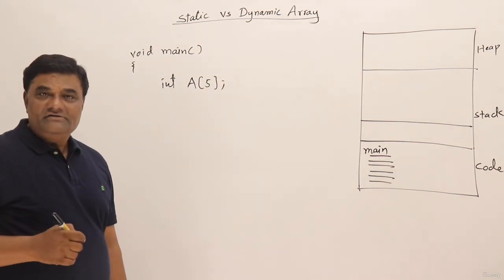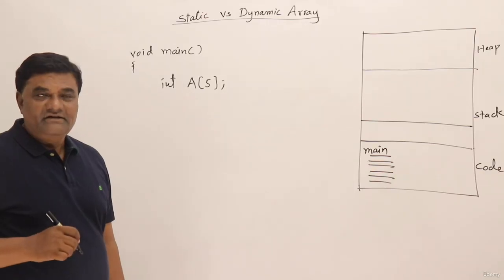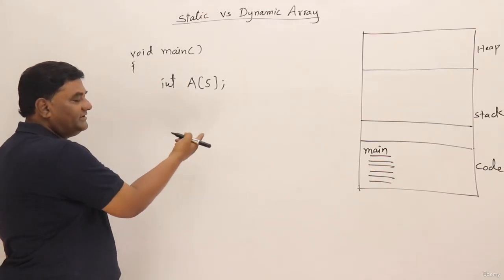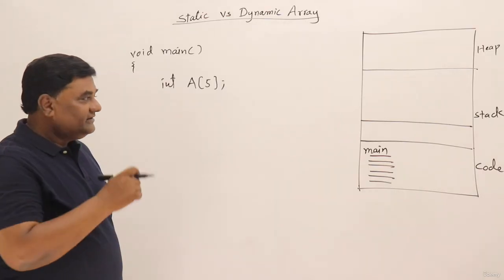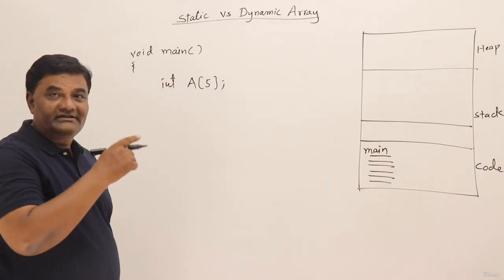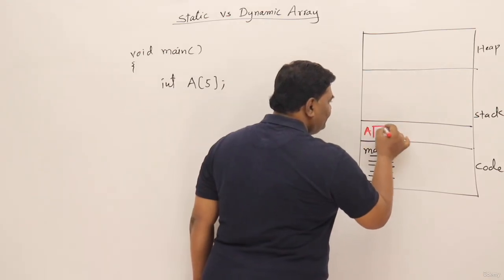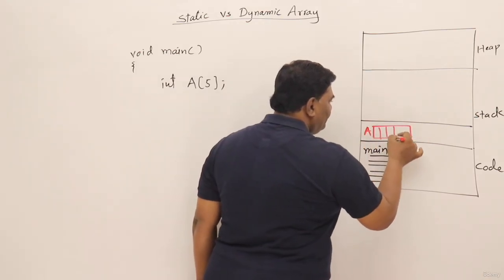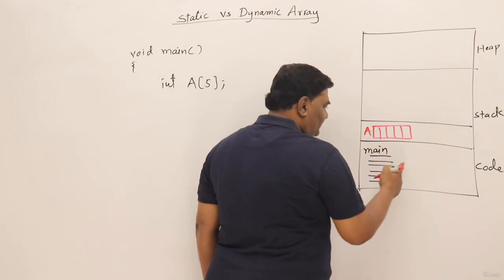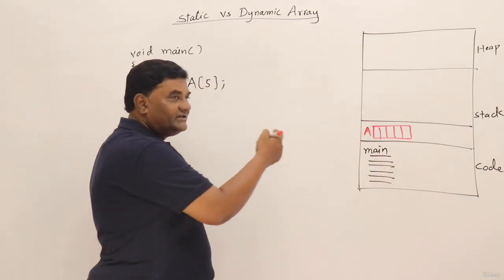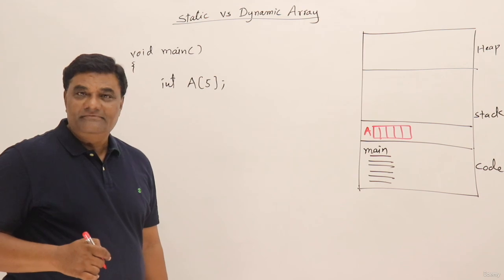created. So the question is where it is created. As it is mentioned inside the main function as just a variable, the memory for this array will be created inside stack. So an array of size 5 will be created inside the main memory as a part of the activation record of the main function. So this array will be created inside stack.